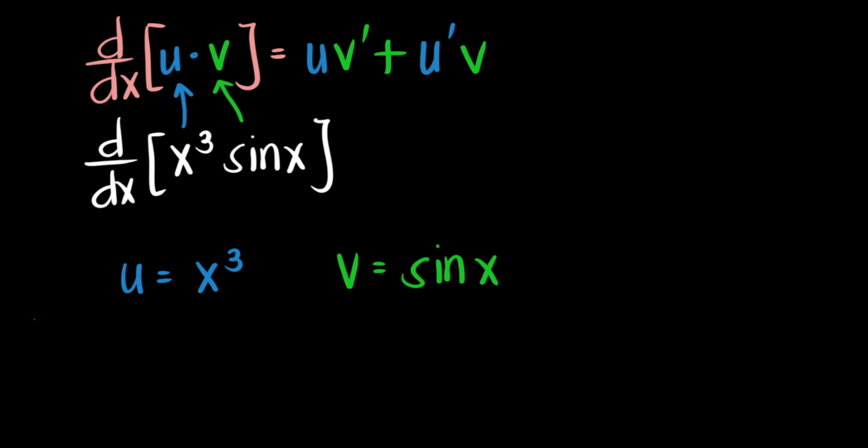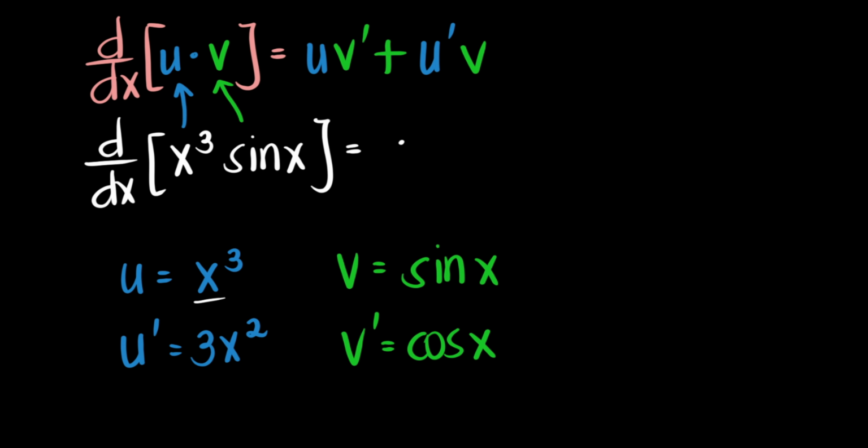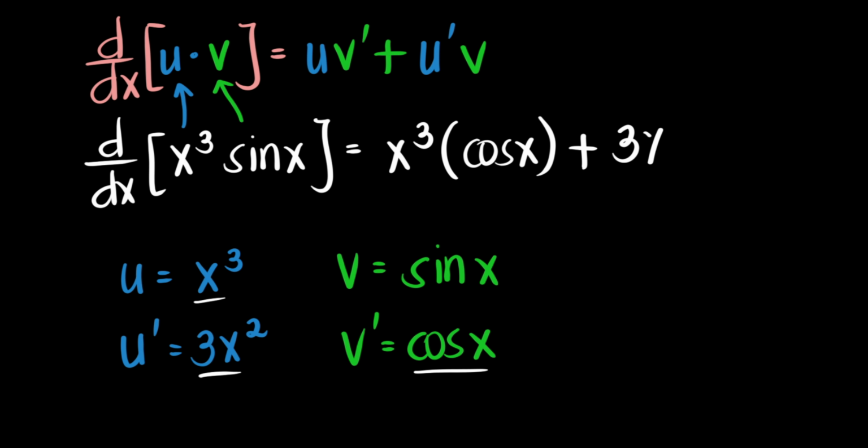Let's differentiate these two functions. U prime is equal to the derivative of x cubed, which is 3x squared, and v prime is equal to the derivative of sine x, which is cosine x. Let's plug these functions into the formula. U is x cubed times v prime is cosine x, plus u prime is 3x squared times v is sine x.